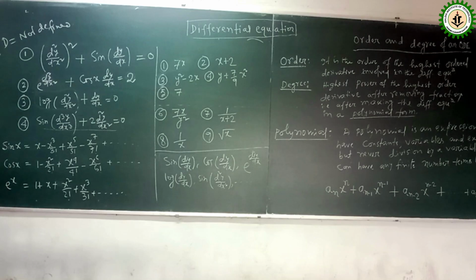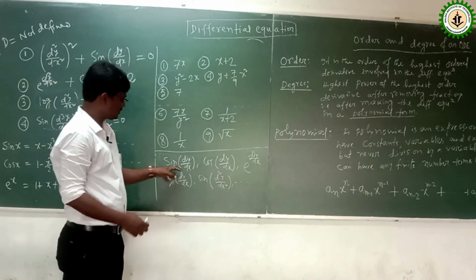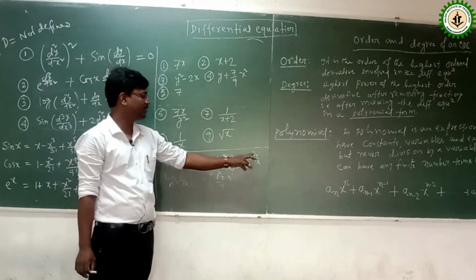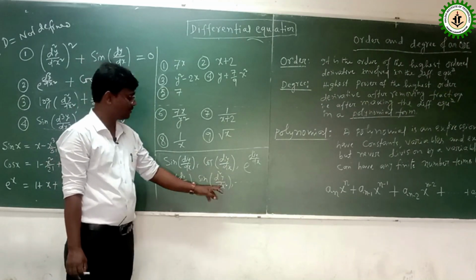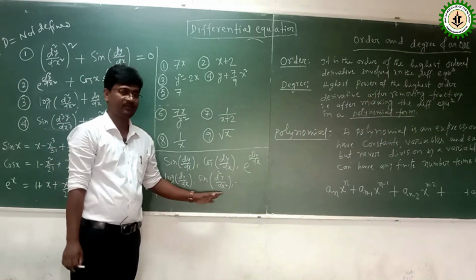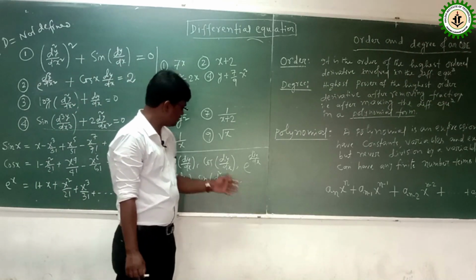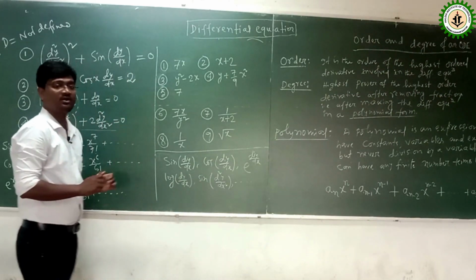Okay, so if there are any terms containing expressions like sin dy by dx, cos dy by dx, e to the power dy by dx, log dy by dx, sin d2y by dx square, in this way, then the degree is not defined.